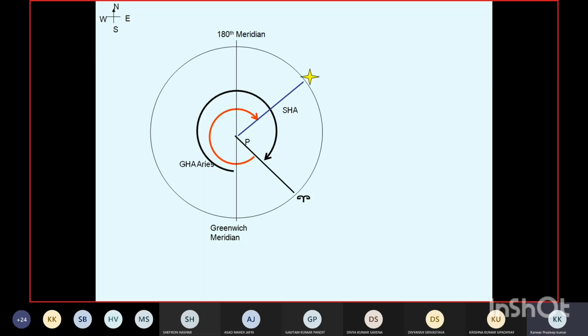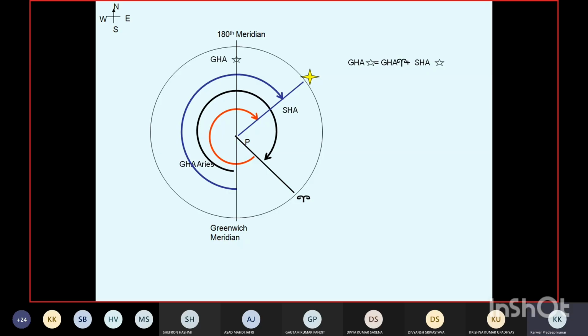Now the earlier equation was simple. Here there is some confusion. Slight overlapping here and there. But no problem. The equation remains the same. GHA star. The equation remains the same. How? Let us see. GHA star is equal to GHA Aries plus SHA star.